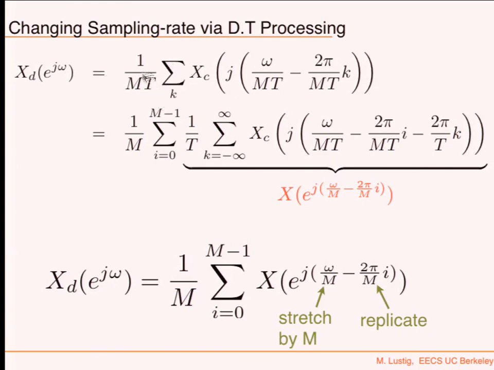This is the usual thing. I'm going to break it into two sums. One sum goes from i equals 0 to M minus 1, and the other sums over k to infinity. And then I have to add this i here to skip. That's where I skip. So this is exactly the same thing.